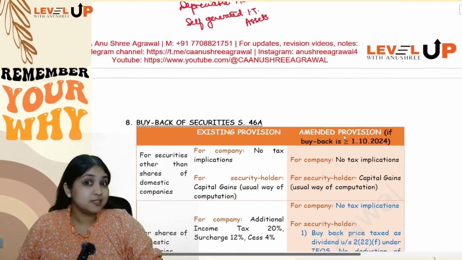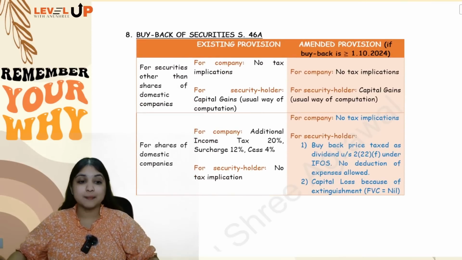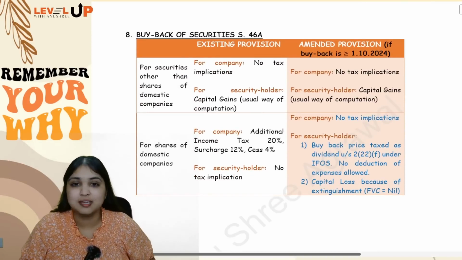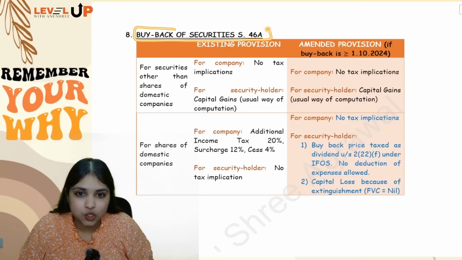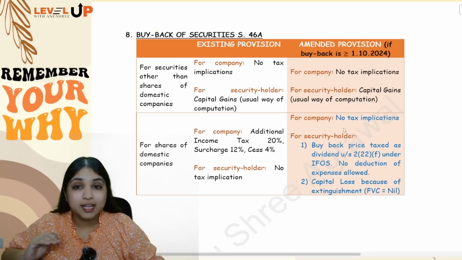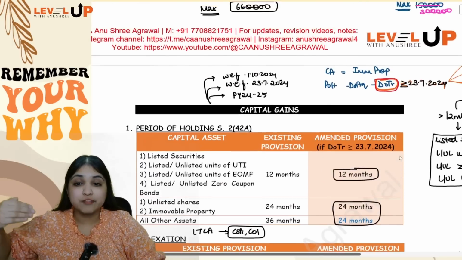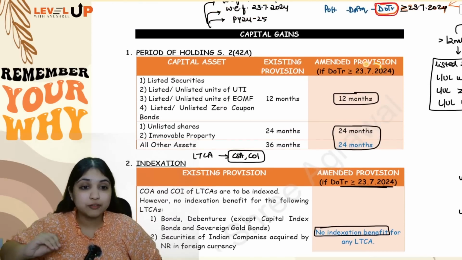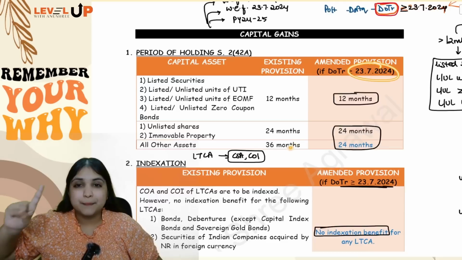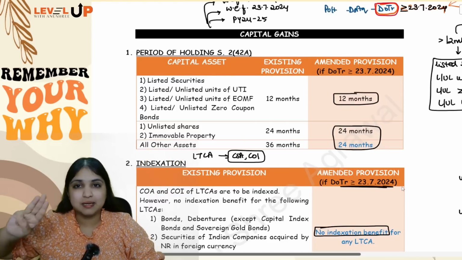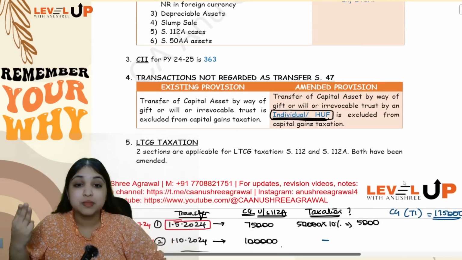Okay, this was section 50AA, and now coming to the last amendment in our capital gains discussion, which is about buyback of securities, section 46A. So until now in our capital gains discussion, we spoke about period of holding. This provision, this amendment is applicable only from 23rd July 24. Period of holding, indexation and taxation. These three amendments are from 23rd July 24 only.